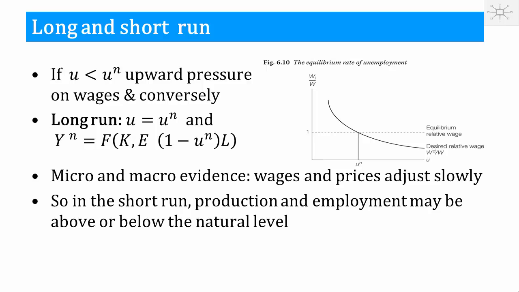But of course, this wage and price adjustment doesn't occur instantaneously. There is clear microeconomic and macroeconomic evidence suggesting that wages and prices adjust slowly, and that evidence is discussed in the book. And when wages and prices adjust slowly, this means that in the short run, production and employment may be above or below the natural level. So we're now going to analyze fluctuations around the natural level of production.